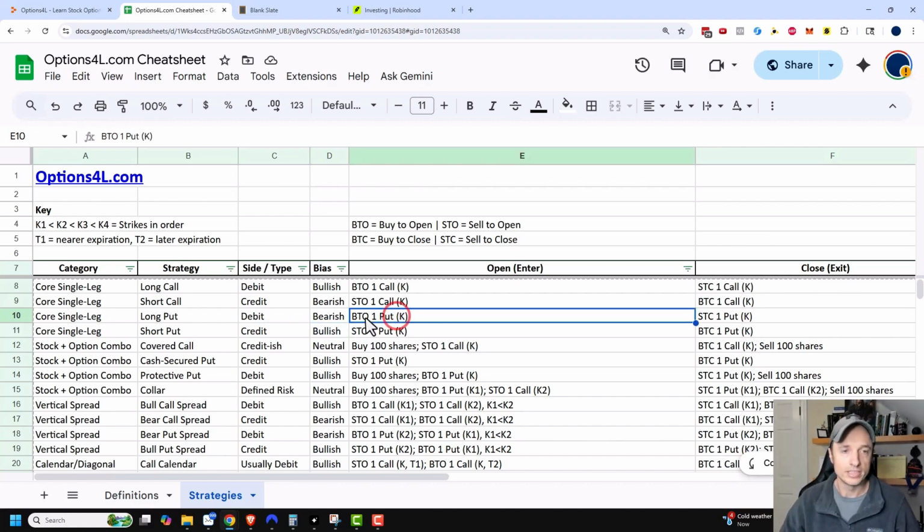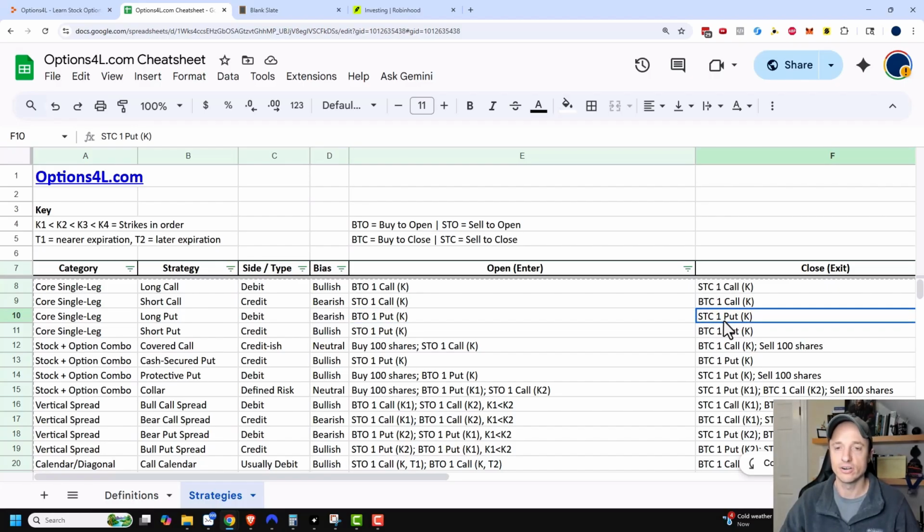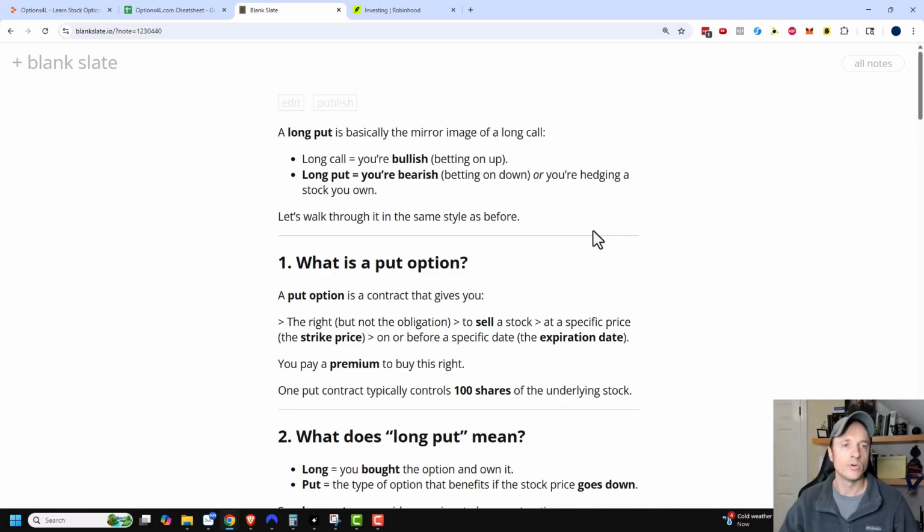This is how you open the trade. So it's buy to open one put at a set strike price. And then you could also close the trade or exit it early. So sell to close your one put option at the given strike price. And so that's what we're talking about right here. And so let's do a little bit more explanation.